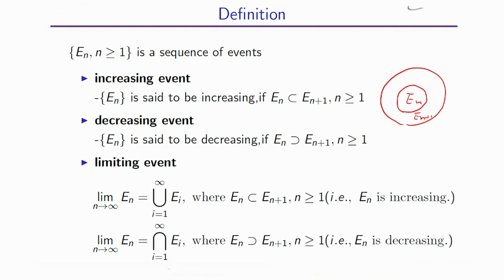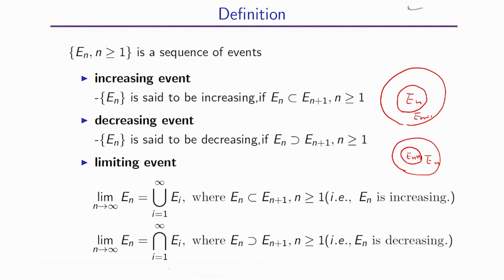On the opposite, we are talking about a decreasing event. En is said to be decreasing if En+1 belongs to En, so the event becomes smaller and smaller. So we have increasing events and decreasing events.